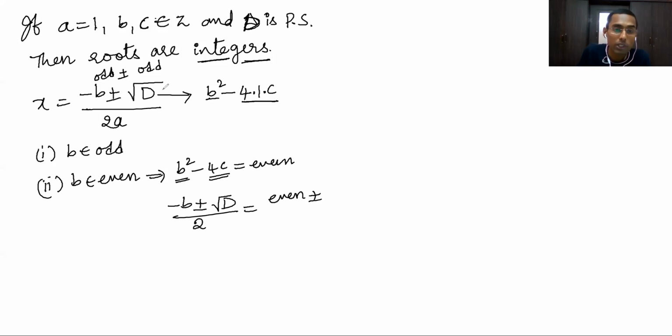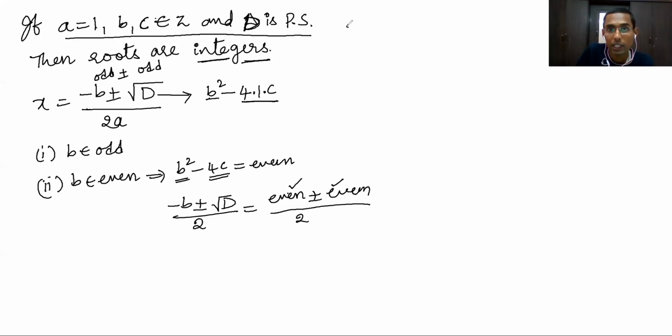So when D is a perfect square, that is B square minus 4C is a perfect square, here with B even, B square minus 4C becomes even. Square root of even is even. So even plus even by 2 is also an integer, even minus even by 2 is also an integer. These two may not be the same, but even and even is what I am saying. So now let's take an example.